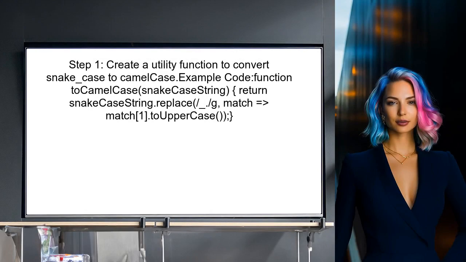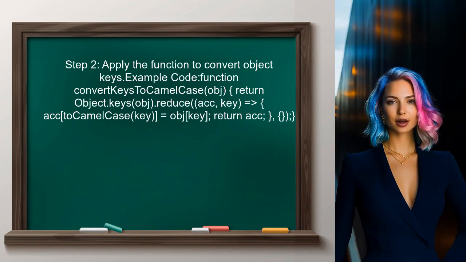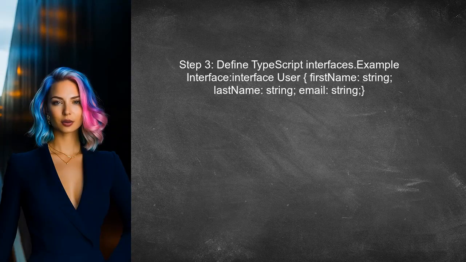To begin solving the user's problem, we can create a utility function that converts snake case to camel case. This function will take a string as input and return the converted string. Next, the user should apply this function to the keys of the objects received from the backend. This can be done using the Object.keys method to iterate through the object properties. After converting the keys to camel case, the user can define their TypeScript interfaces to match the new structure. This ensures type safety throughout the application.